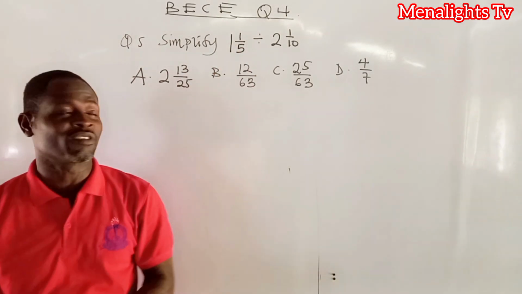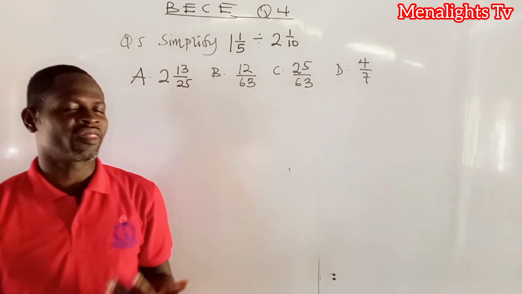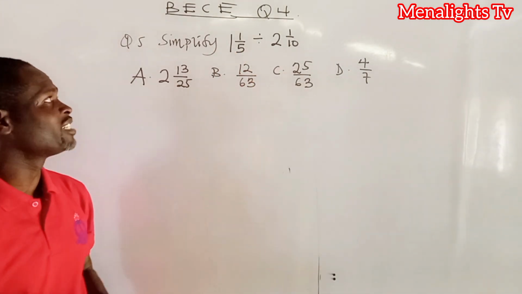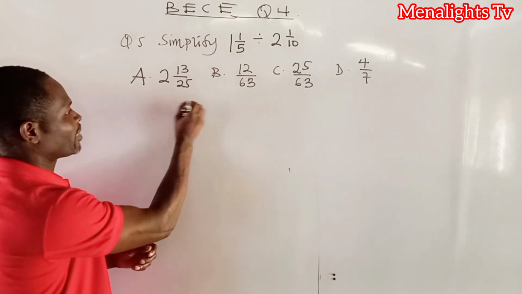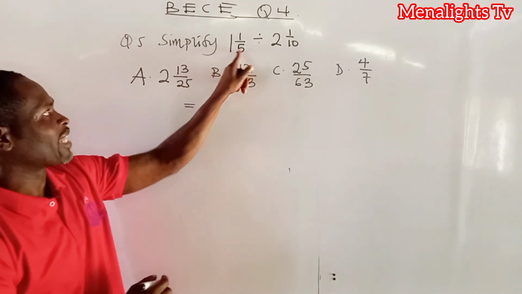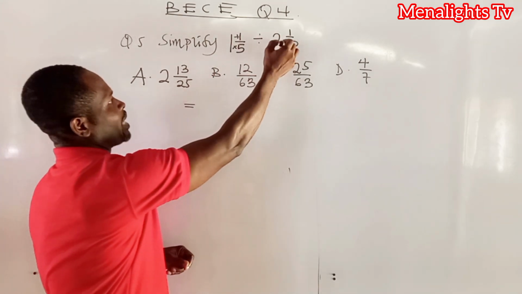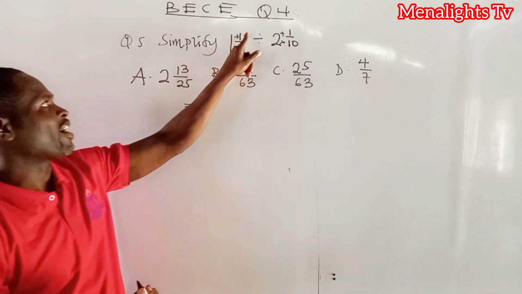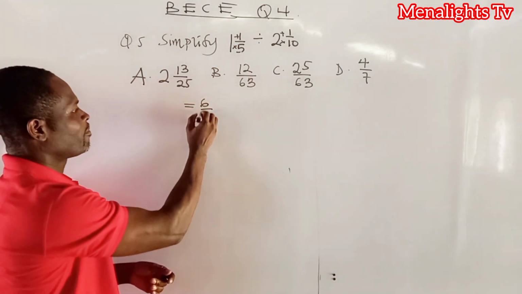Now let's look at this question number 5. Simplify 1 whole number 1 over 5 divided by 2 whole number 1 over 10. So this is division of fractions. So first thing we have to do is to change from mixed fraction to improper. So 5 times 1 will give me 5. And then 5 plus 1 will give me 6.